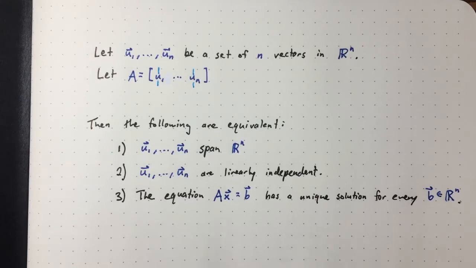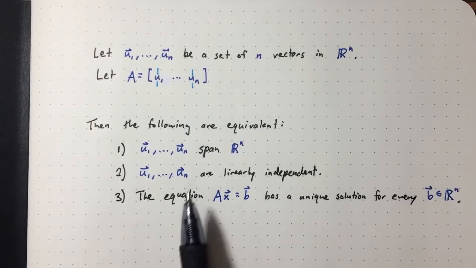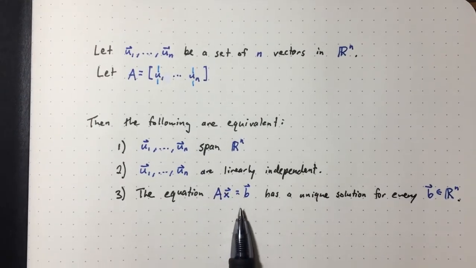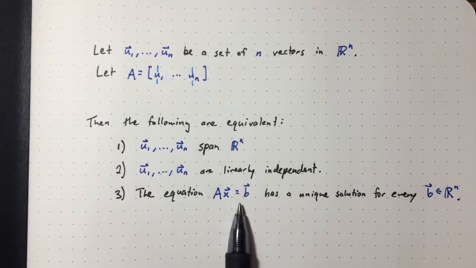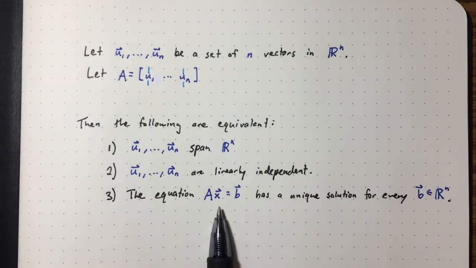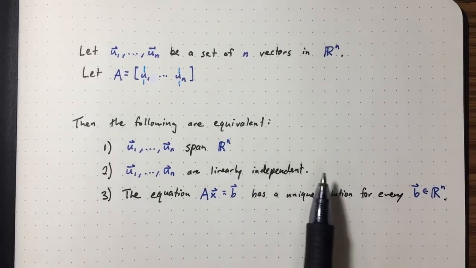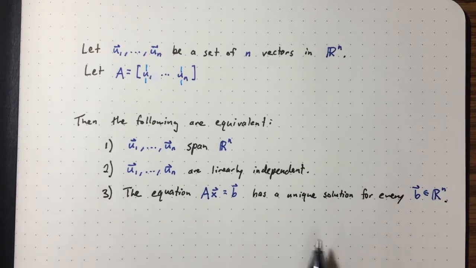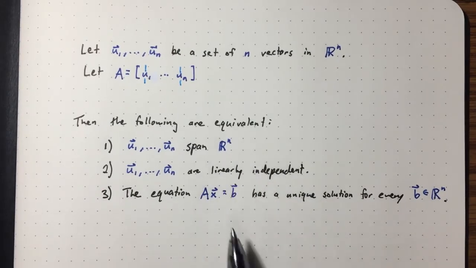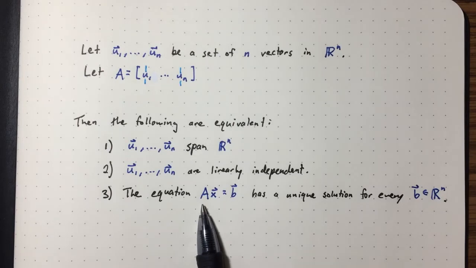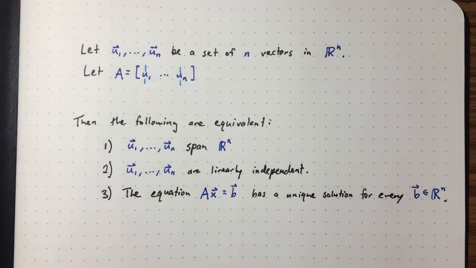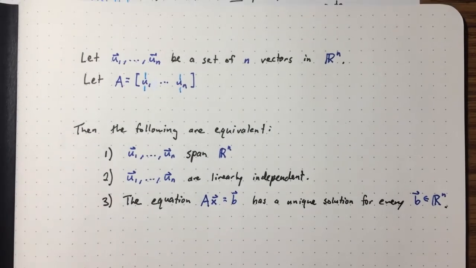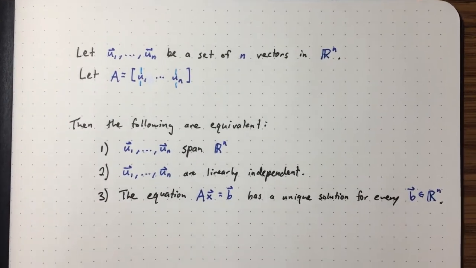And recall the reasoning for that is because span has to do with this equation having at least one solution, and linear independence has to do with this equation having at most one solution. Okay, so if they span and are linearly independent, this will have a unique solution. And remember, the way that we linked it up was we just looked at the echelon form of this matrix and we decided if there's a pivot in every row, there has to be a pivot in every column and vice versa. So that was sort of what was going on behind the scenes with this.